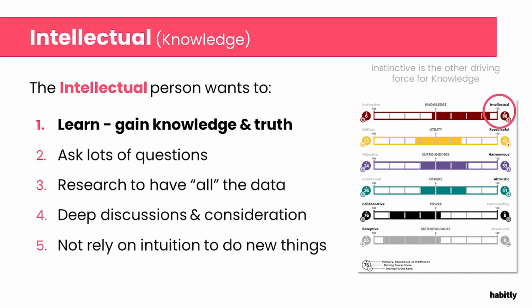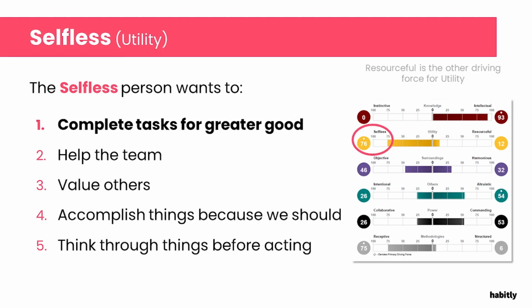Now, the opposite end of the theoretical is the intellectual. They like to learn any way possible, be a lifelong student if they could afford to be. They like to learn, gain knowledge and truth, like to research it, discuss different options, the whole thing. So they're not so keen on the intuition side. They want to learn new stuff all the time. Both people like to learn, the instinctive and the intellectual, but differently. Let's move on to utilitarian.